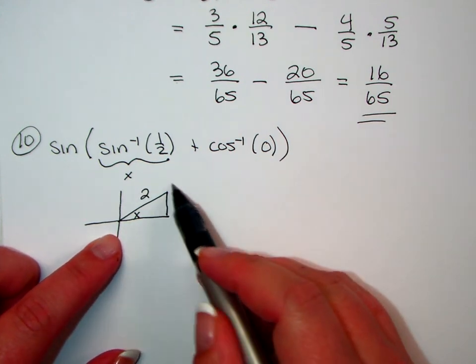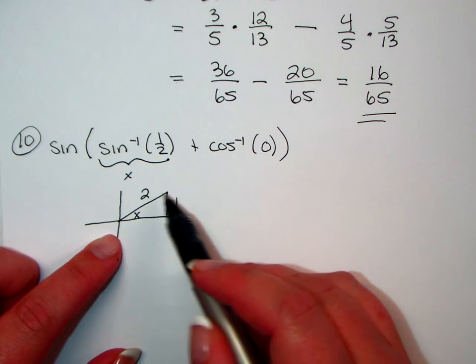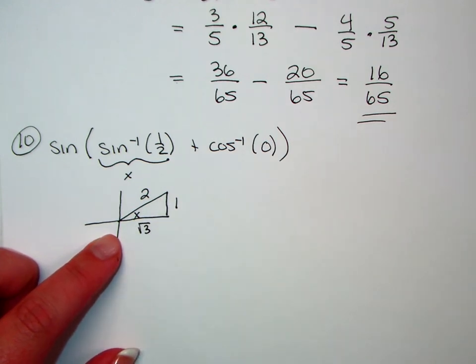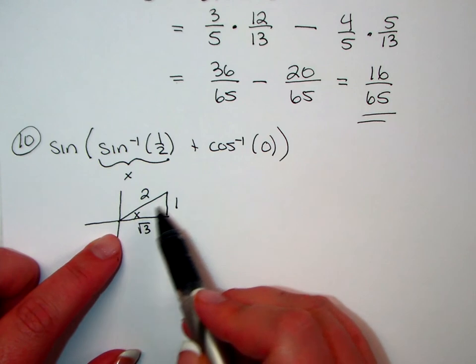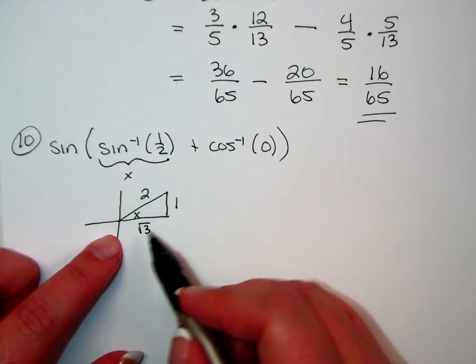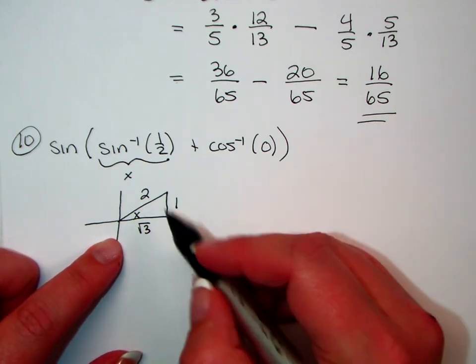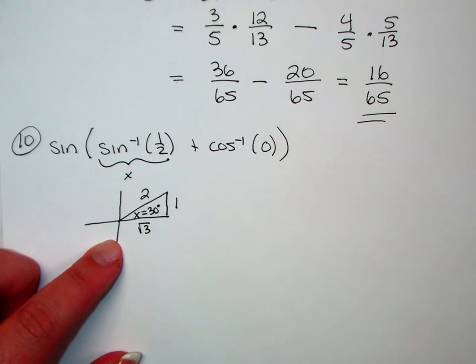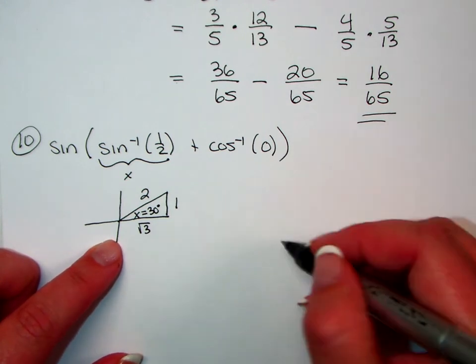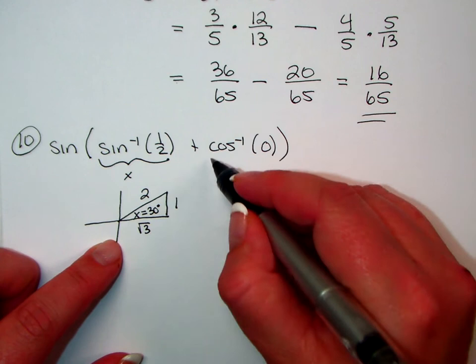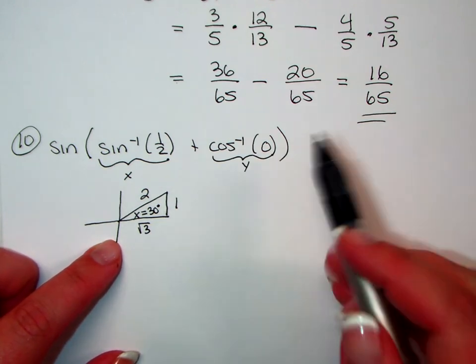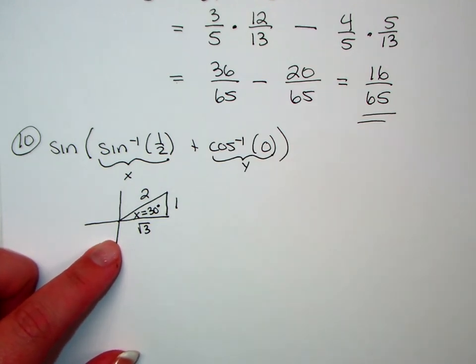So this looks like a special triangle, right? If we have 1, 2, the last side is rad 3, and so we know angle x to be 30 degrees. Let me just write that since we know it. On the previous example, we didn't have an angle we knew. Now this, I'm going to let be angle y. But angle y, we can't draw a triangle for that.